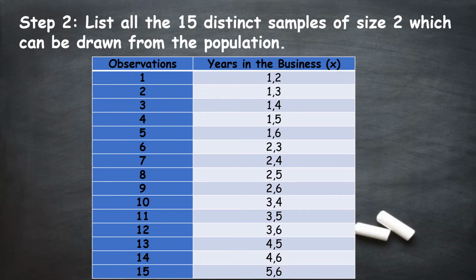In this table, you can see that if we get a sample of 2 from the given population, the possible combinations are 1, 2; 1, 3; 1, 4; 1, 5; 1, 6; 2, 3; 2, 4; 2, 5; 2, 6; 3, 4; 3, 5; 3, 6; 4, 5; 4, 6; and 5, 6.